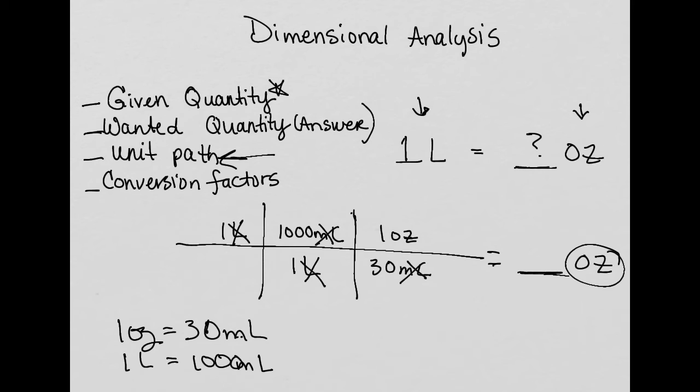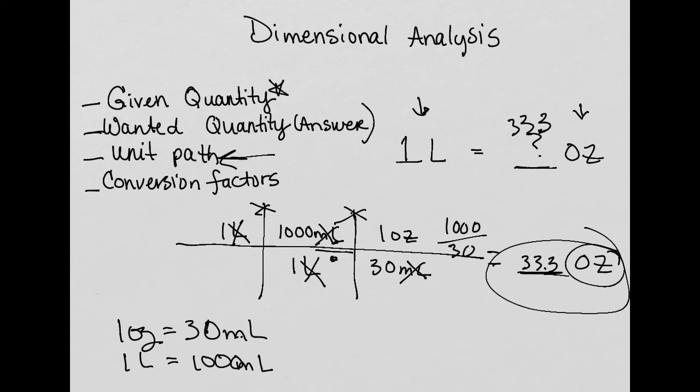So now all I have to do is multiply these, get the answer, and then divide the bottom. So it looks like to me that I will take 1,000 divided by 30, and if I calculate that out, that'll give me 33.3 ounces. So 1 liter equals 33.3 ounces. That's the answer. Okay, let's do one more.